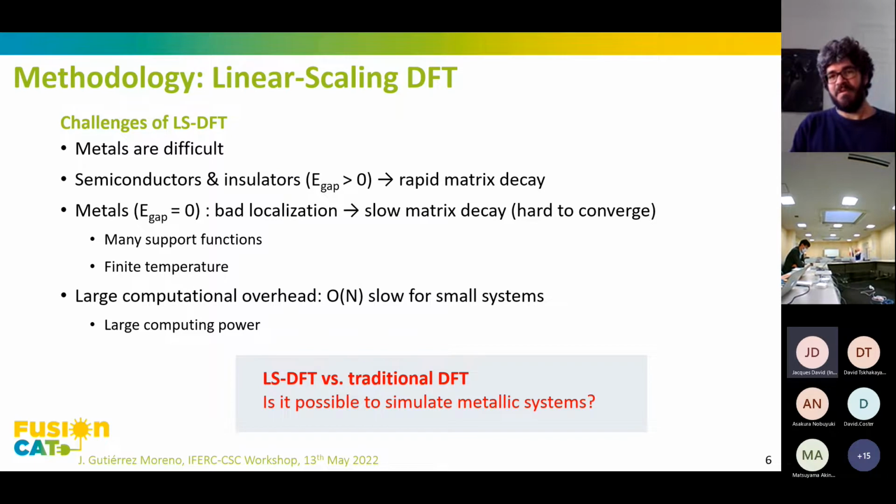So what we do here in order to improve the convergence, or to get everything running a bit faster, is first of all, we use more support functions. So we calculate not only the electrons that are occupied, but also some of the unoccupied states. And we add those support functions, and we saw that that helped the convergence quite a bit. Also, we add some finite electronic temperature, and that also helps with the convergence and makes things a bit faster.